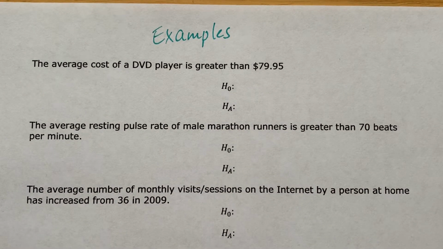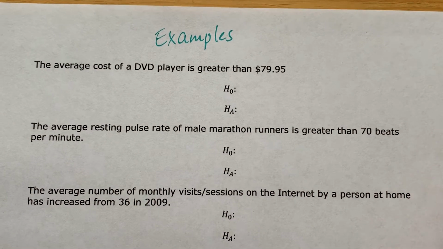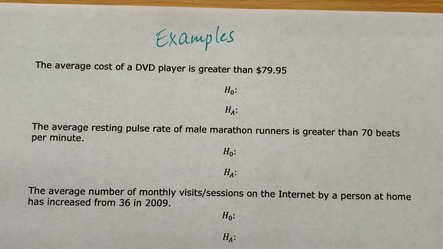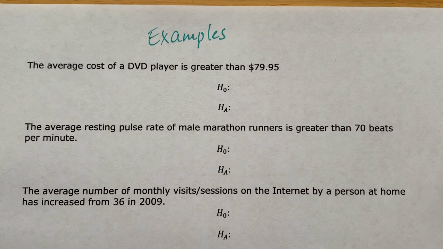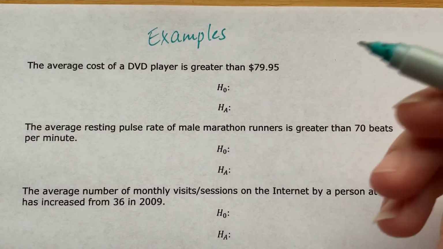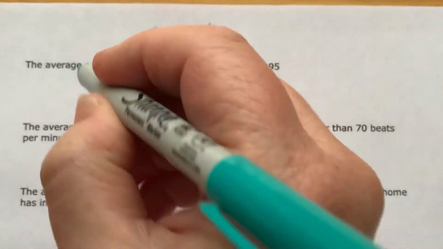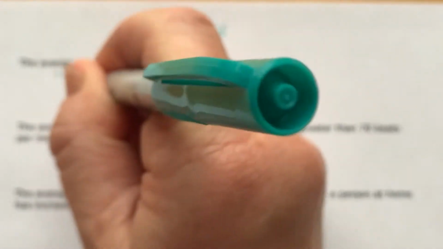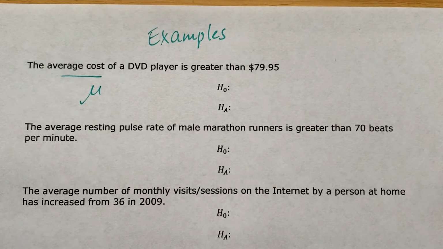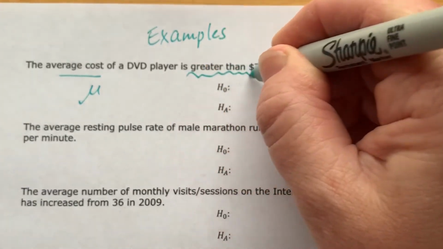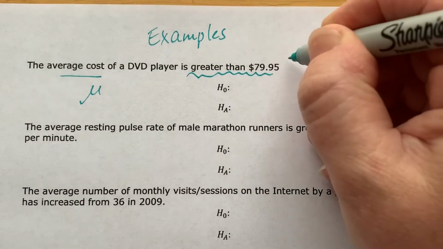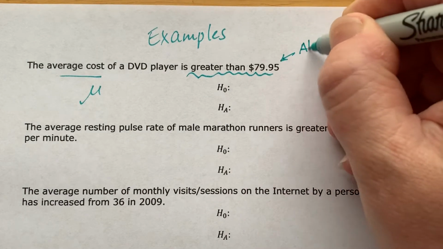The average cost of a DVD player is greater than $79.95. If you don't know what a DVD player is, that's okay, no worries. It used to be a piece of technology we used to use to watch movies once upon a time before streaming services. So average cost, we're talking here about a mu. And we are saying here that it is greater. This is my suspicion, so this is going to be my alternate.